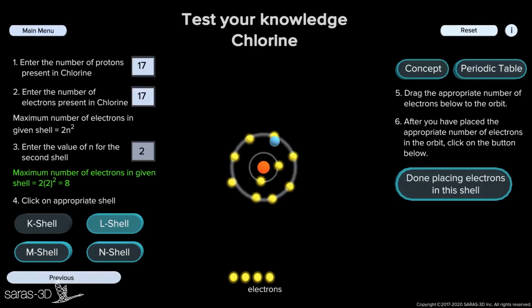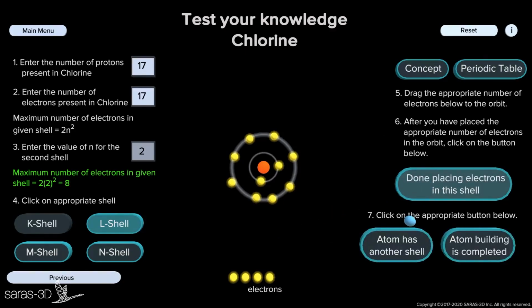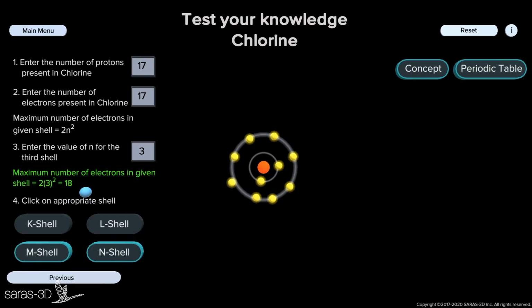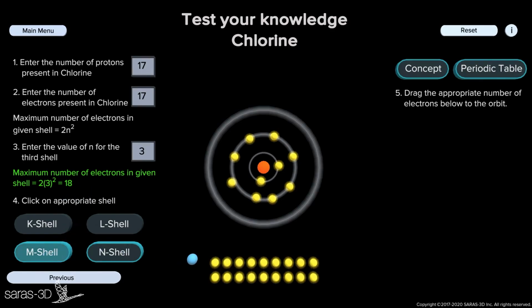We have in total now 10 electrons that we have already placed. And we have to fill 17 electrons in the chlorine atom, right? So how many electrons do we need to place more? We need to place 7 more electrons, right? But that will be placed in another shell. So the next energy level would be 3. So placing the value of n for the next energy level as 3, which will give us the maximum number of electrons as 18. So this will be the M shell, that will be the third energy level.